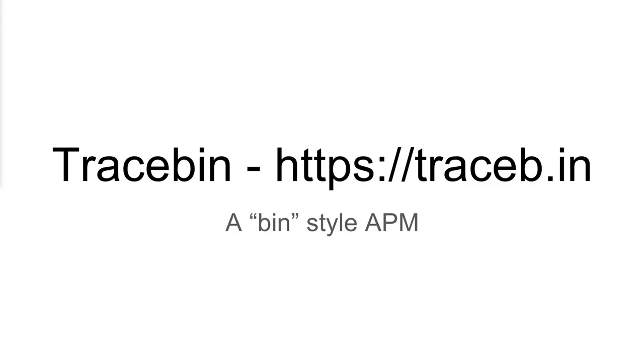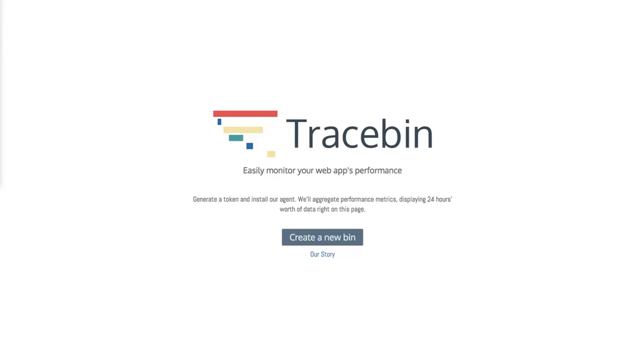I've been working on a project these past few weeks called Tracebin. In essence, it takes the concept of a bin, like request bin or JS bin, which were designed as temporary tools for web developers, and it applies it to application performance monitoring. So it's a mix between JS bin and New Relic, or its relatives. To understand what I mean by that, it's best to show an example of how it works.